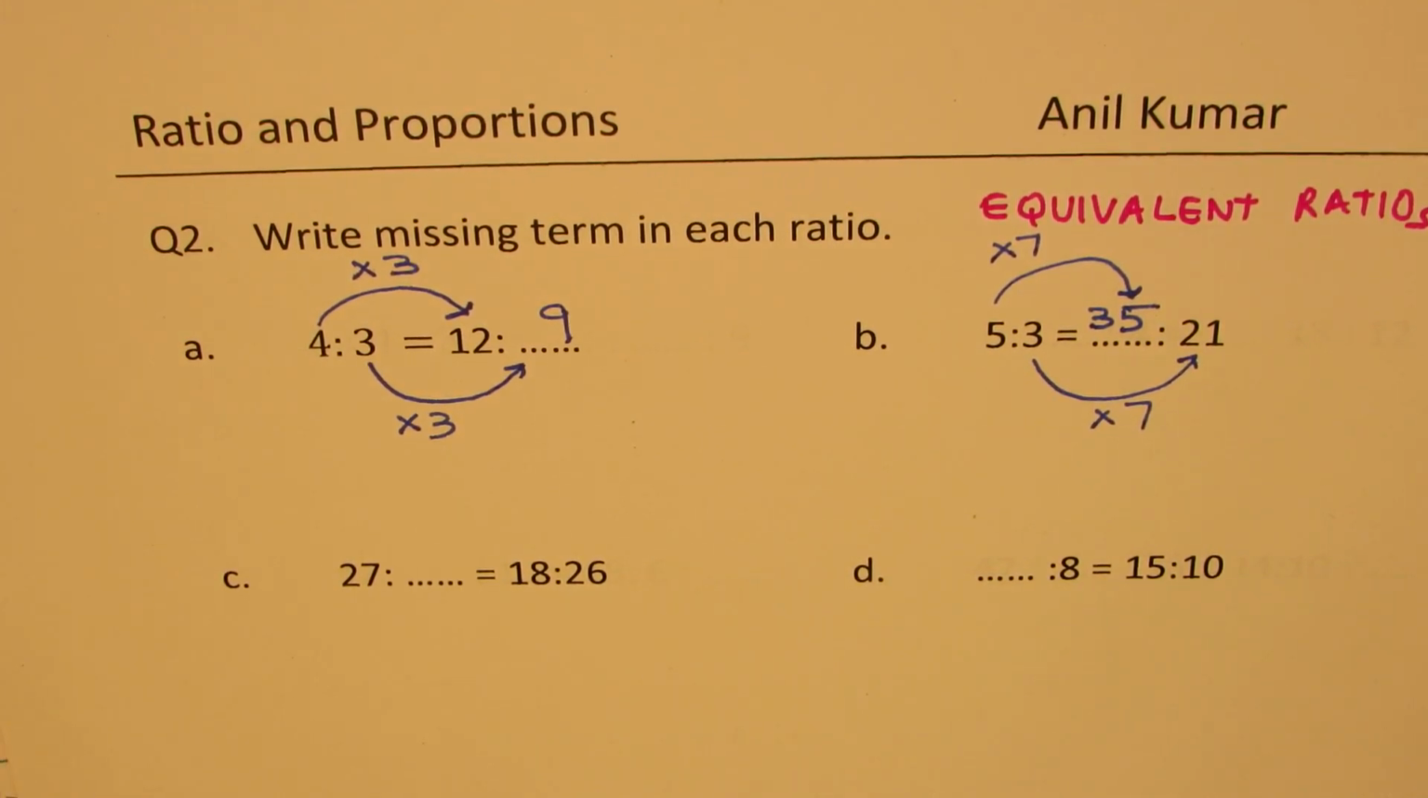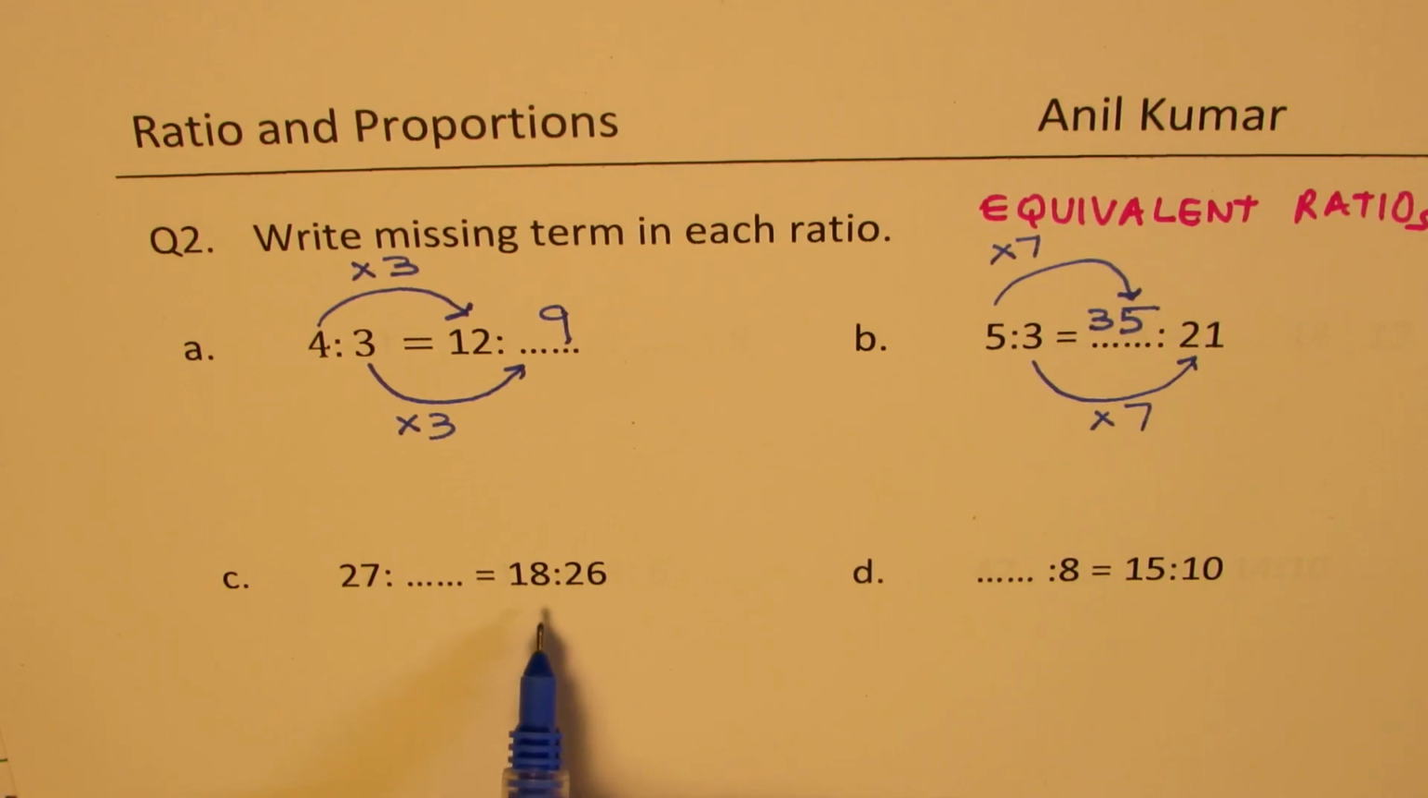Now C and D are slightly tricky, since getting from 27 to 18 is not easy, right? Correct? How do you get from 27 to 18? Well, what we could do sometimes is we can actually get some equivalent ratios and then work on it. You get the idea. So in such cases, we could get into equivalent ratios and then see how we get the answer.